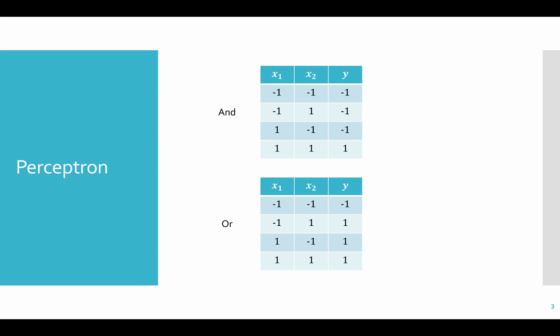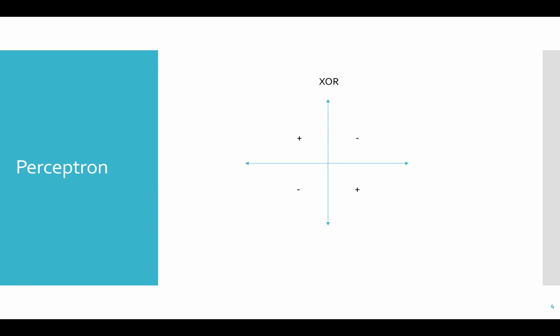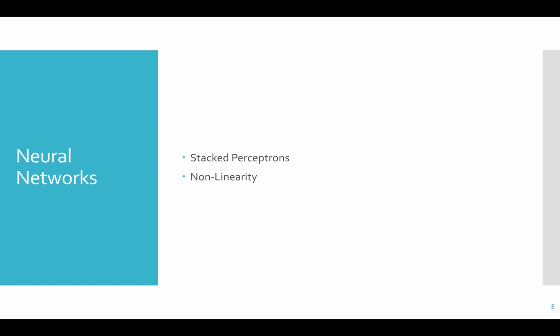The perceptron can be used to represent several logical functions, including AND and OR. But it can't be used to represent XOR because the data is not linearly separable. So even though this is a very simple logical function, the perceptron can't represent it. So we need something a little more powerful to represent complex functions. That's where neural networks come in. They're basically just stacked perceptrons with an added nonlinearity.